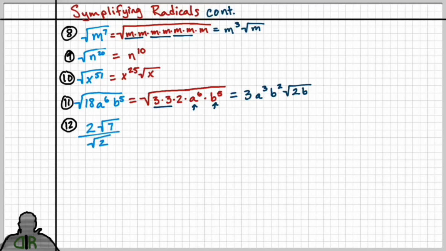Ooh, fractions. Ooh, gosh. I know everybody hates fractions. But if we remember some simple things that we can do with fractions, it's really going to help us out. So we have 2 times the square root of 7 on top, and then we have a square root of 2 on the bottom. Okay. Looks a little bit crazy, but we can do some things with it.